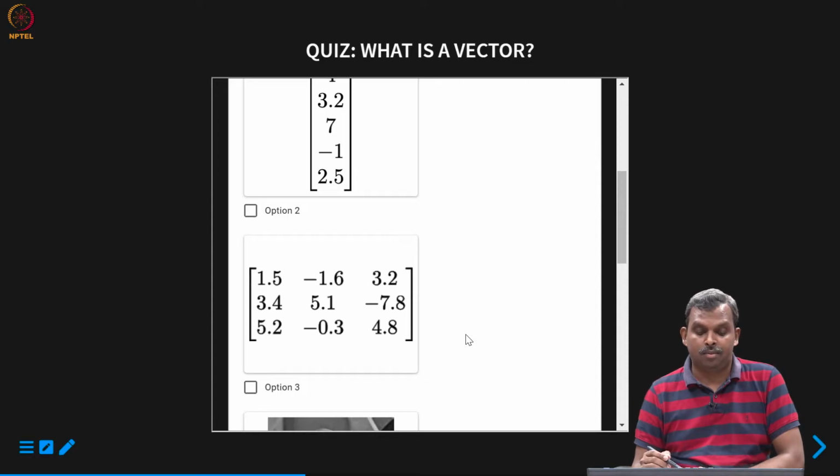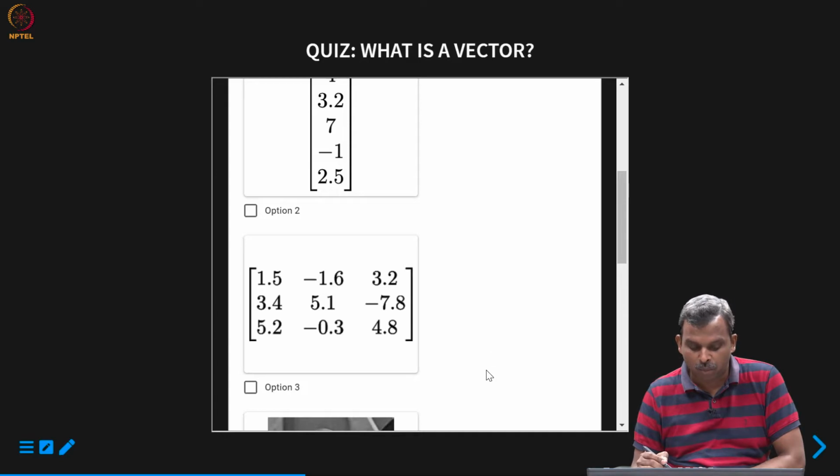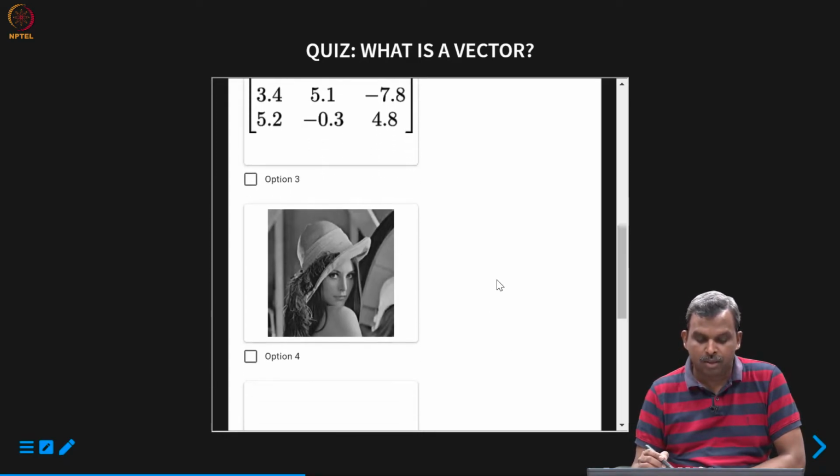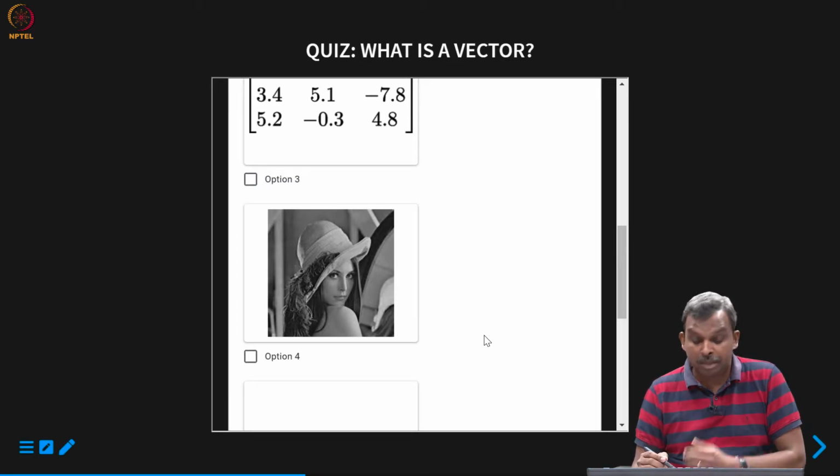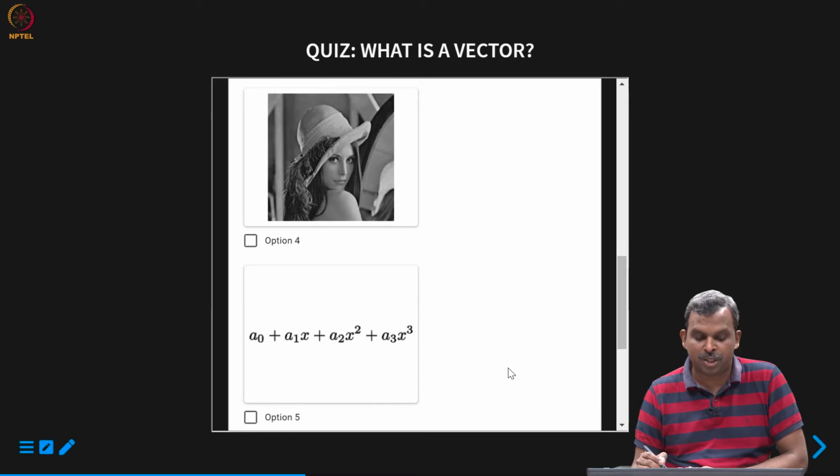What about a matrix? Is a matrix a vector? Can you think of it as a vector? Does it make sense? What about this one here? Here's an image. This is a very popular image called the Lena image in image processing. People use it quite a bit to test image processing algorithms. Is that image a vector? I don't know how you're thinking about it. It's an important question to ask.